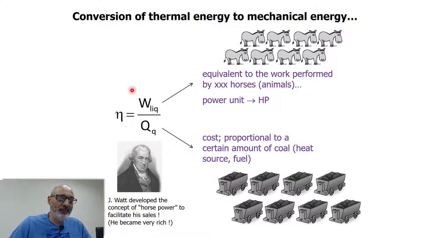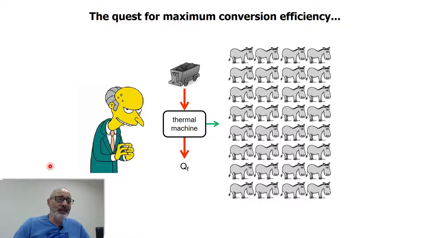So the search for better efficiency is related to the use of fuel, which is related to cost, to operating cost. Also an observation: James Watt became very rich. In addition to being a very good technician, he was a very good salesman, actually. So as I was saying, the quest for maximum efficiency is motivated by, let's say, greed. You want to produce the biggest amount of horsepower, of surplus exergy, with the minimum amount of fuel.